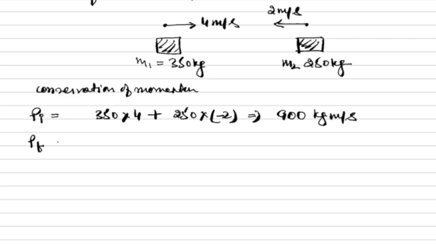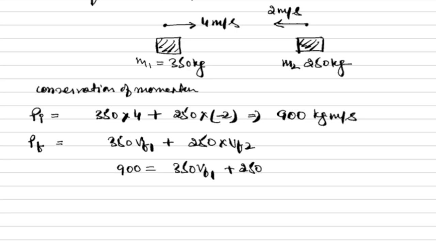What will be the final? We don't know that. We just know the masses. So let's plug in that, which we know. This is the final velocity of 1, and this is M2 into final velocity of 2. And that has to be equal. So let me write the equation. 900 should be equal to 350 VF1 plus 250 into VF2. So that is our first equation.